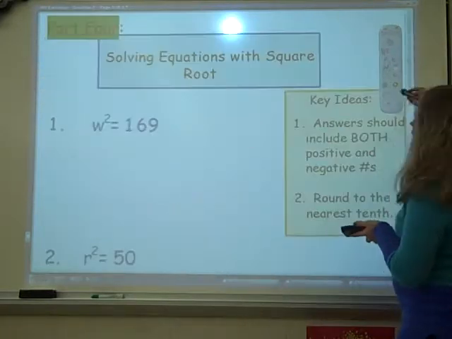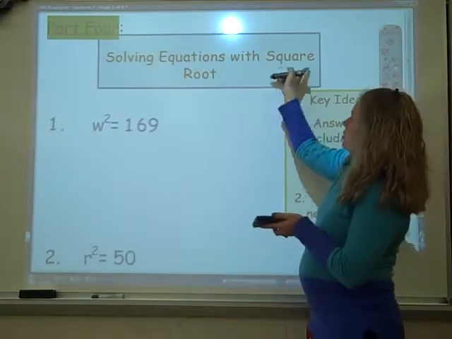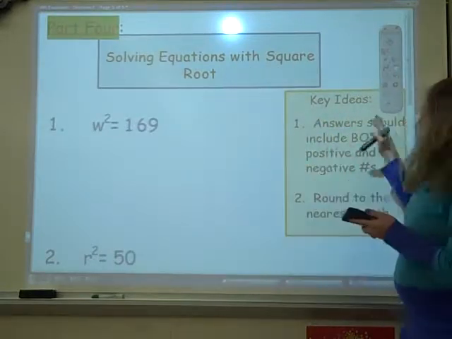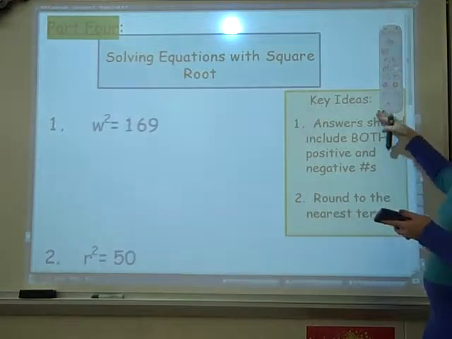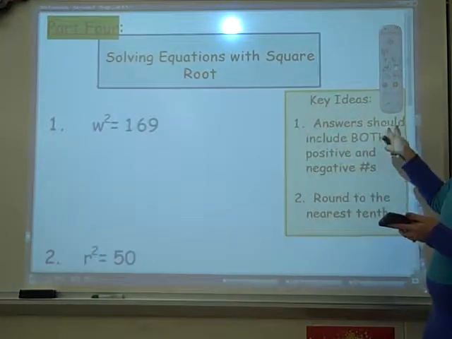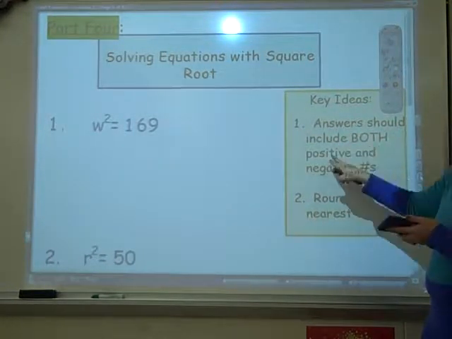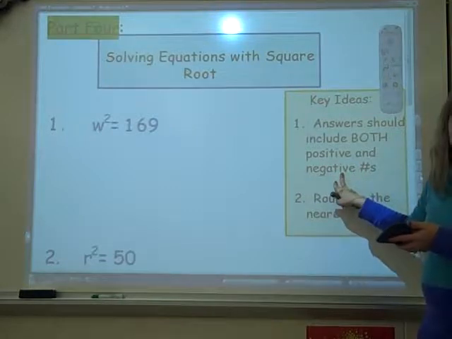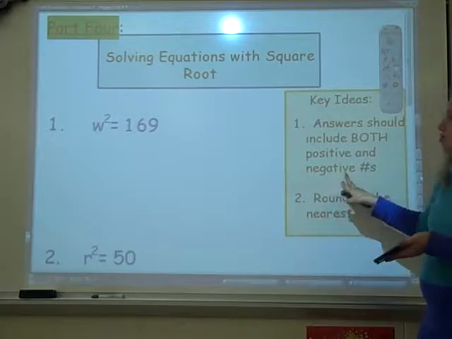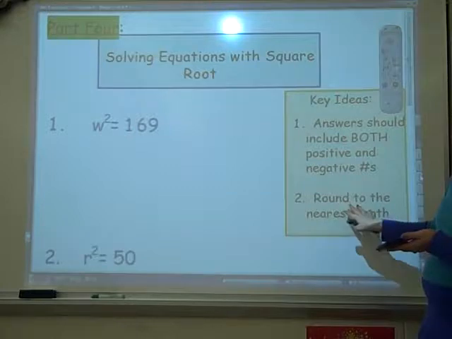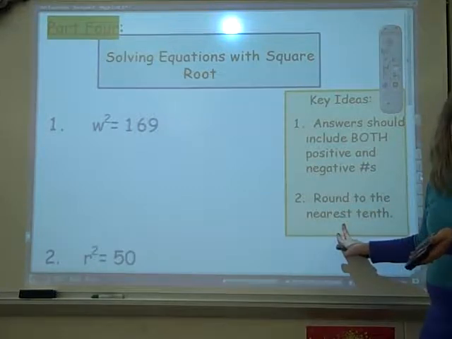Last part for today. Solving equations with square roots. Now copy over here some key ideas to remember. One, your answer should include both the positive and negative numbers. Okay, when you're taking the square root, you should include both answers. Round to the nearest tenth when necessary.